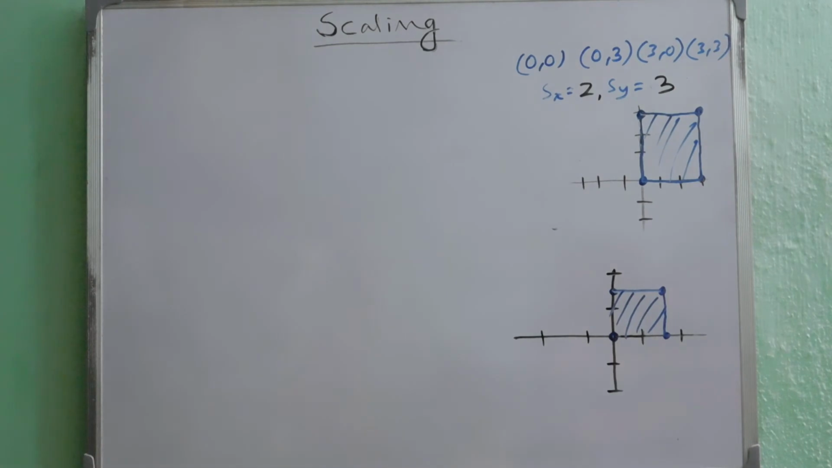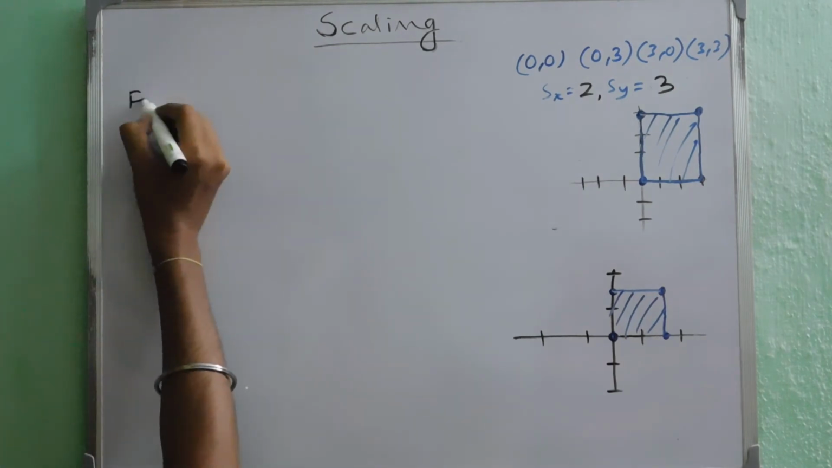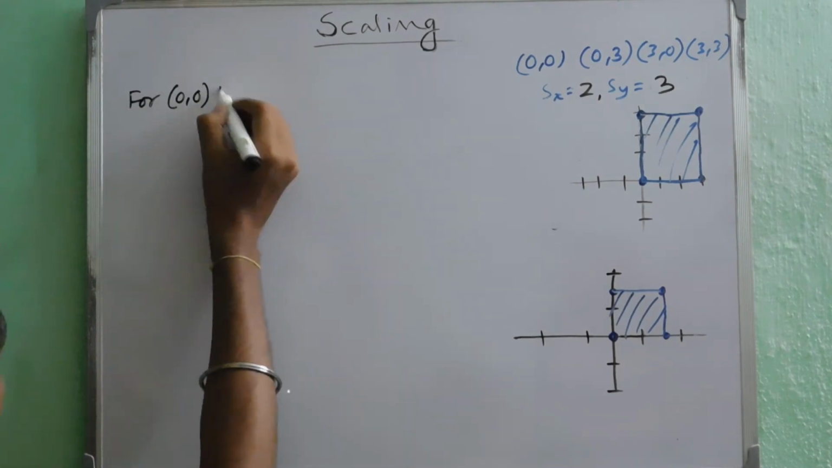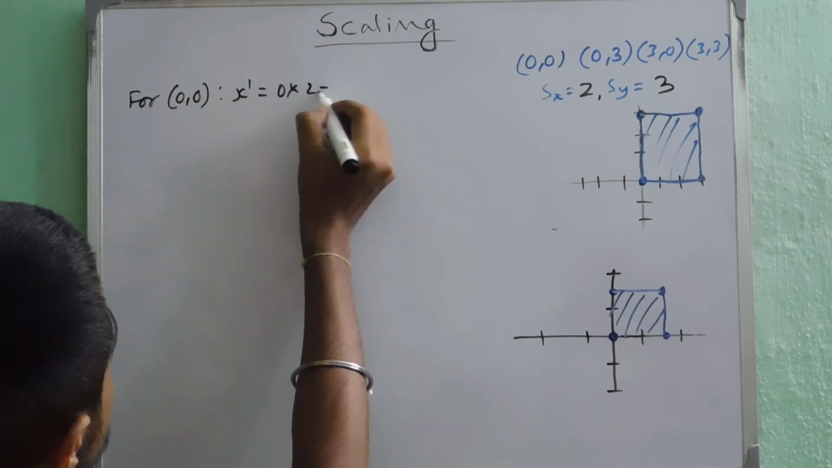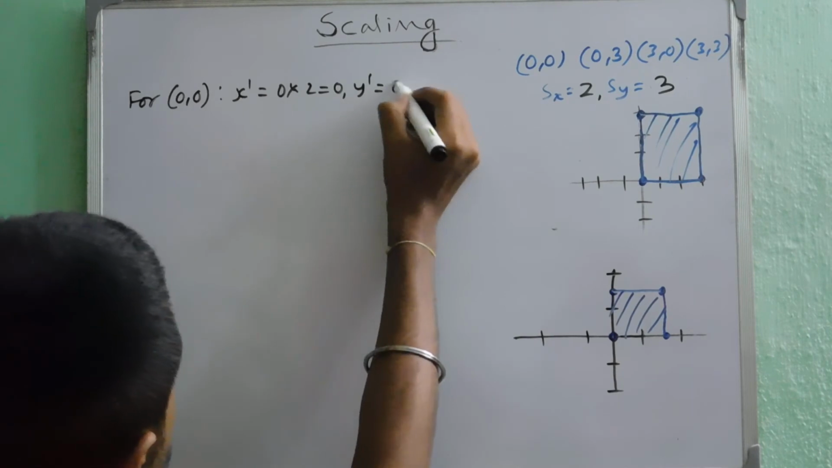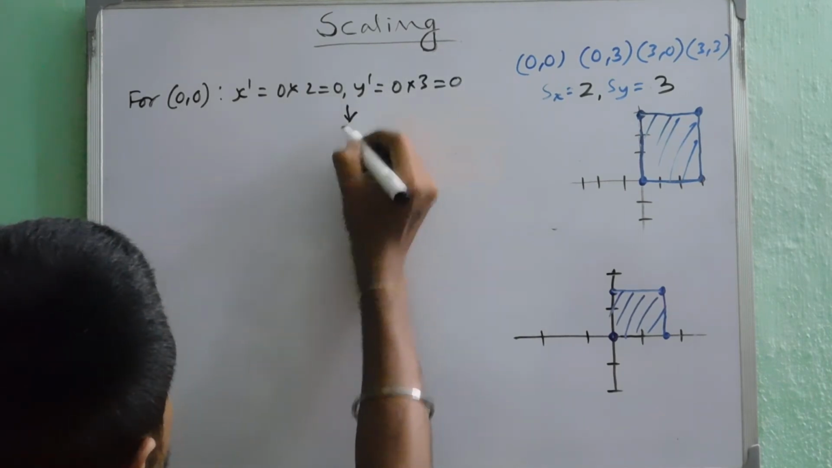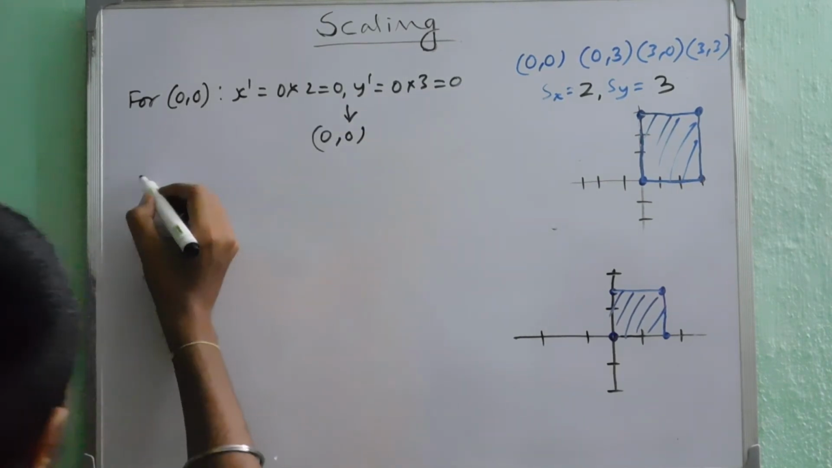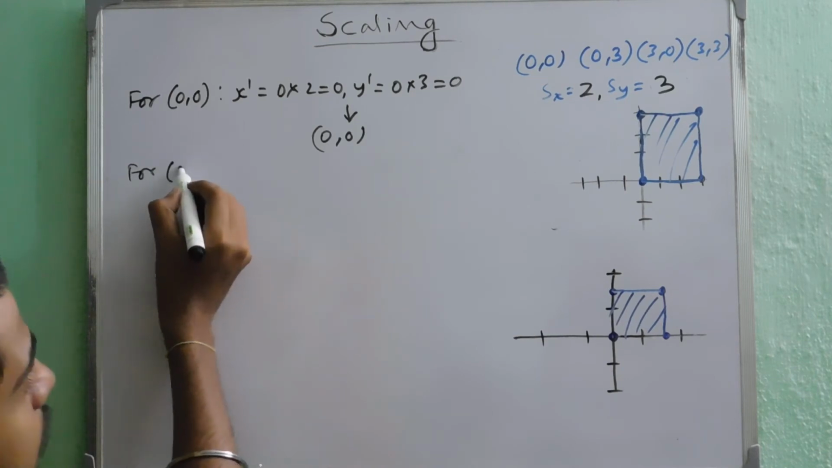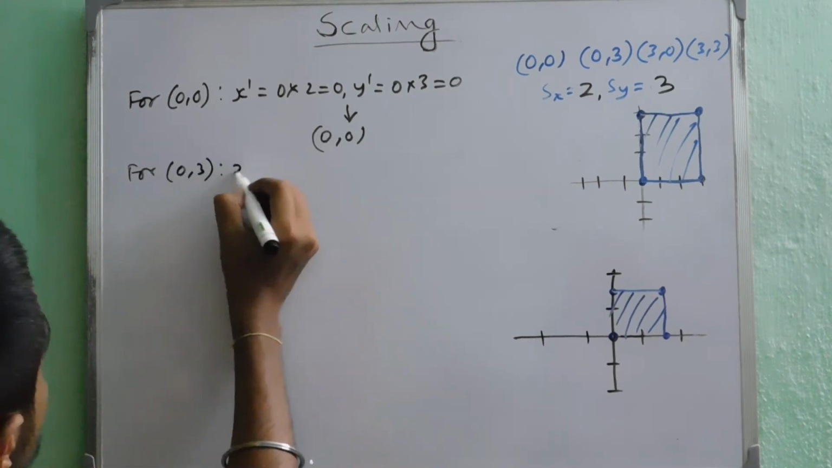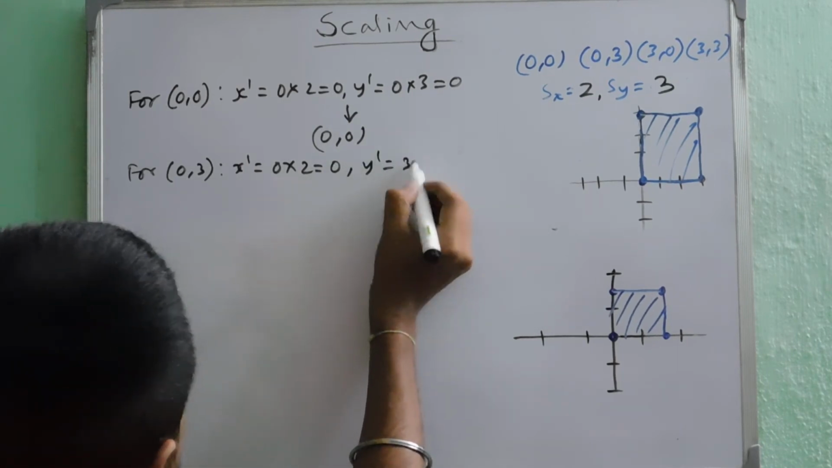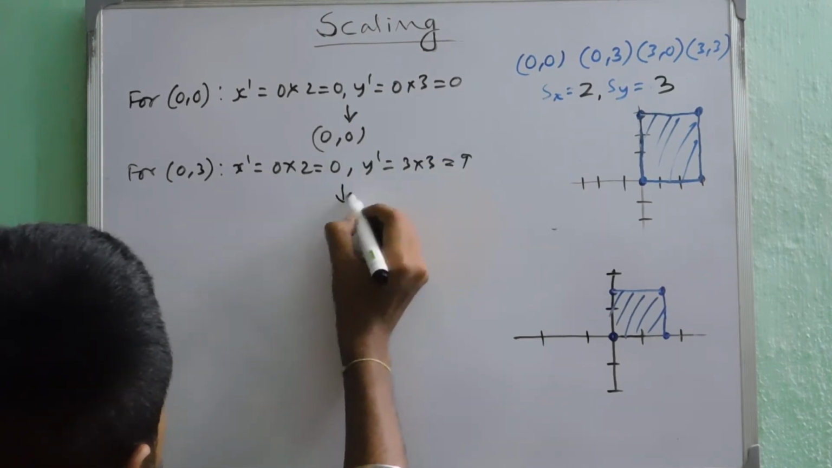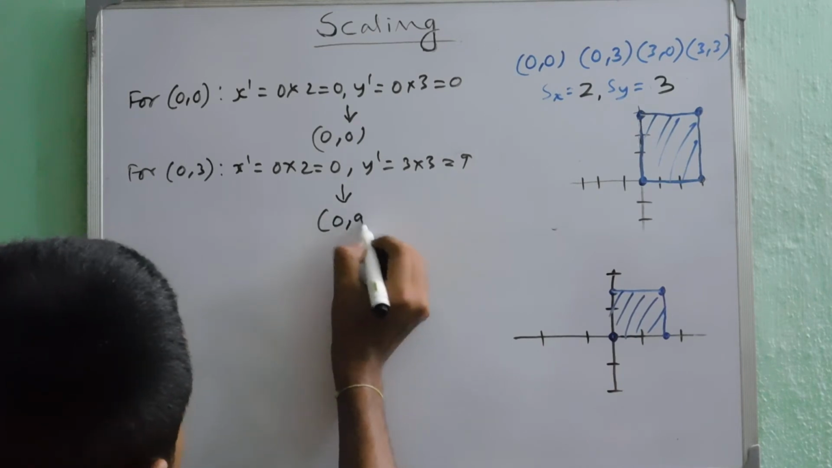Let's see. So for 0 comma 0, we have x dash equals to 0 into 2, that is 0, and y dash equals to 0 into 3, that is 0. So our first coordinate is 0 comma 0. Then we have 0 comma 3, so our x dash is 0 into 2, that is 0, and y dash is 3 into 3, that is 9. So new coordinate is 0 comma 9.